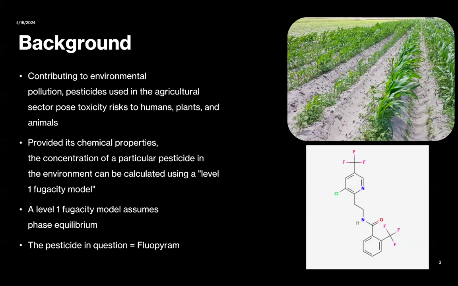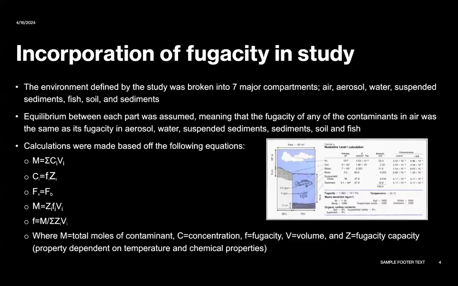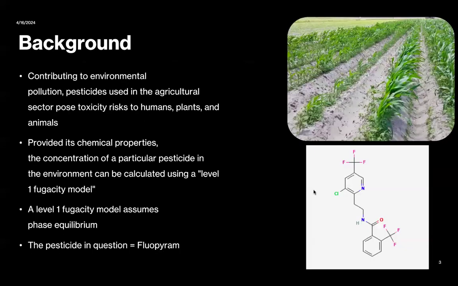So now that that main purpose is out of the way, we obviously understand that pesticides are used primarily in the agricultural sector and they pose toxicity risks to humans, plants, and animals. In terms of calculations, we can, again, calculate these concentrations of the pesticide using fugacity, specifically a level one fugacity model. A level one fugacity model assumes phase equilibrium, which means that the fugacity across each phase is constant. There's a molecular structure of flopyram down the bottom right.